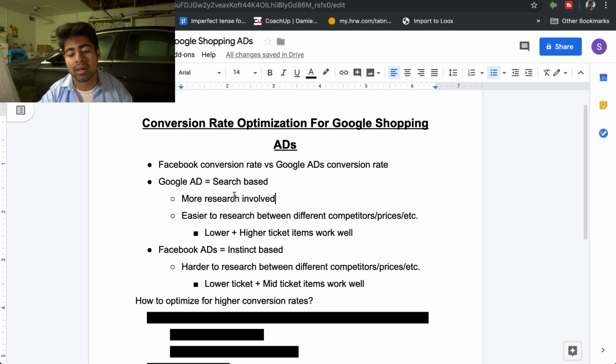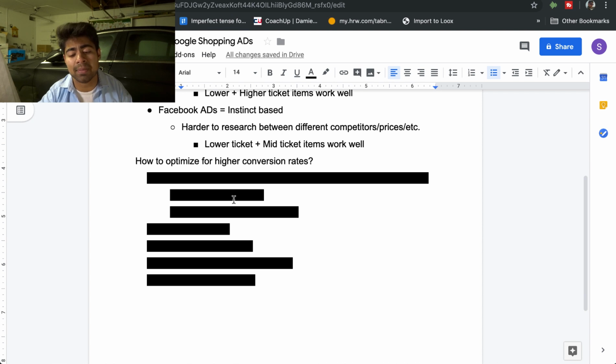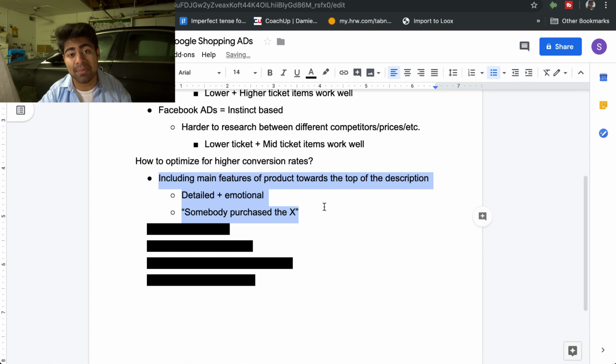So that's what matters. But now let's talk about how you can optimize the conversion rates for Google Shopping ads so you can get that 1% to a 3%, a 5%, because yes, it is possible. The first thing I want to talk about is the descriptions, because with Google Shopping ads, the descriptions play a huge role. One thing I've learned from personal experience is that including the main features of the product towards the top end of the description has a much higher impact and actually helps increase the conversion rate. In addition, the description needs to be much more detailed and emotional compared to how you would make it with Facebook, because again, with Google, it's much more search based.